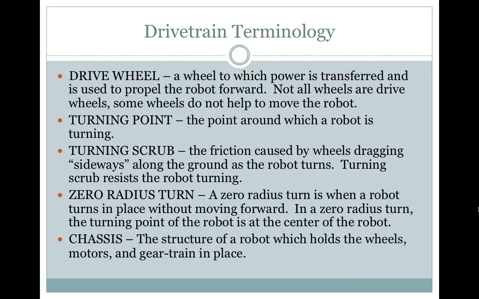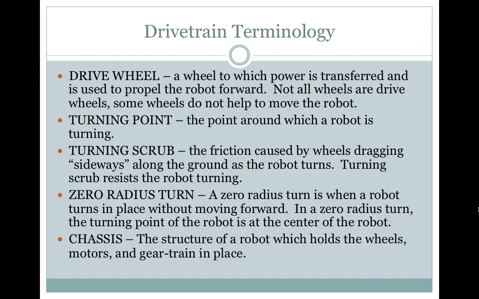Turning point. The point around which a robot is turning. Turning scrub. The friction caused by wheels dragging sideways along the ground as the robot turns. Turning scrub resists the robot turning. A zero radius turn. A zero radius turn is when a robot turns in place without moving forward. In a zero radius turn, the turning point of the robot is at the center of the robot.